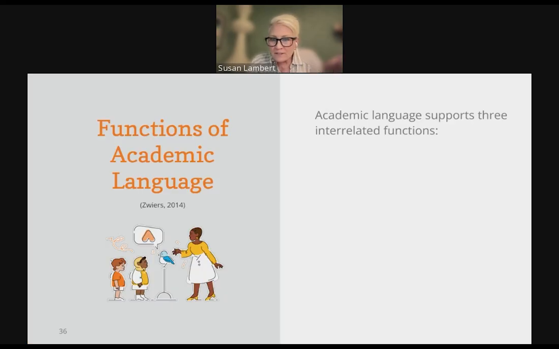So, why does this even matter? What are the functions of academic language, and why is it really important to help students have access to this and develop this? Well, for three reasons, and these are interrelated functions, so don't think of them in isolation. We're going to talk about how they work together. The first one is giving kids academic language helps them describe complex ideas and relationships.